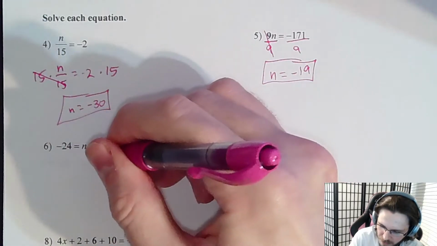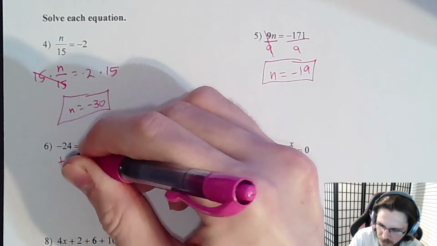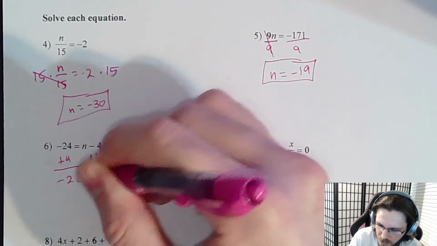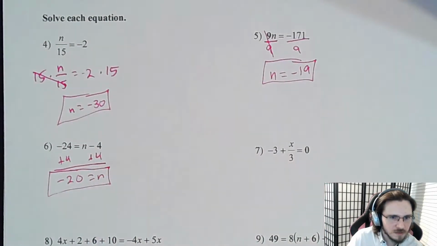How do we get n by itself here? Add 4 to both sides. Not much to it. We're going to get negative 20 is equivalent to n. Beautiful.